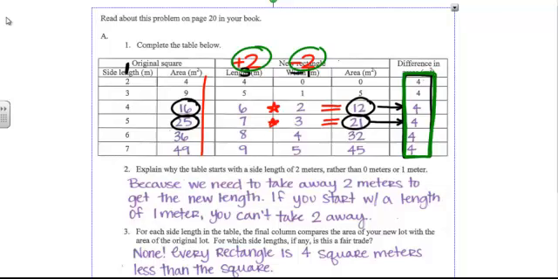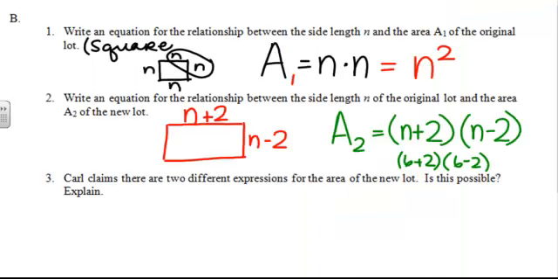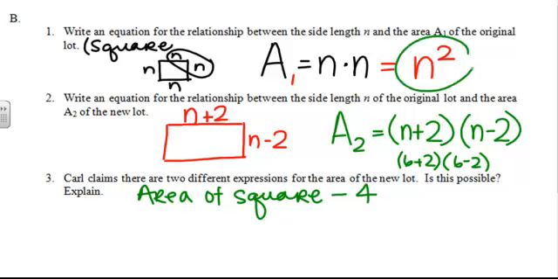So if we think about what this means in an equation, we can take the area of our square and we can take away 4 every single time. So remember, the area of the square minus 4. And that happened for every single rectangle that we had. So the area of our square, if we go back up here, was n squared. So that's what we're going to plug in down here, n squared. And then we're going to take away 4. And that, again, will work every time if we compare our table.